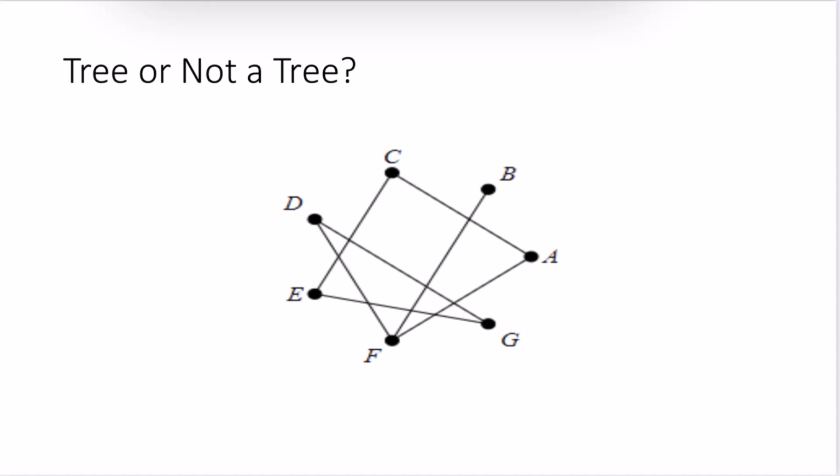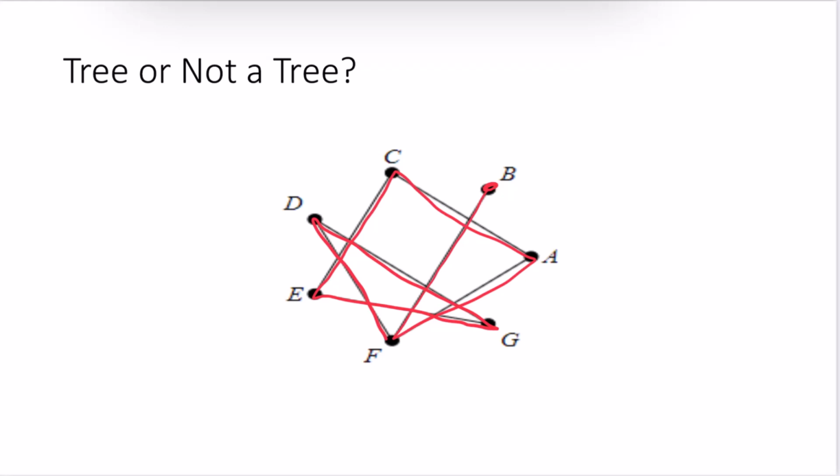So in this graph, the graph is connected because I can get from any vertex to any other vertex by walking along the edges. However, this is not a tree because remember, trees have to be connected and there has to be no circuits.